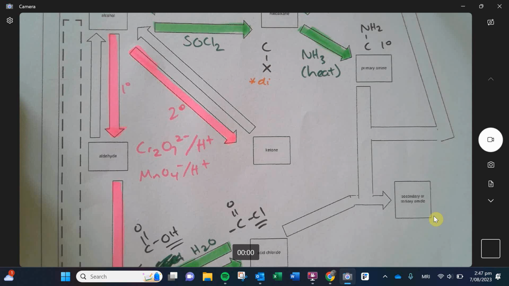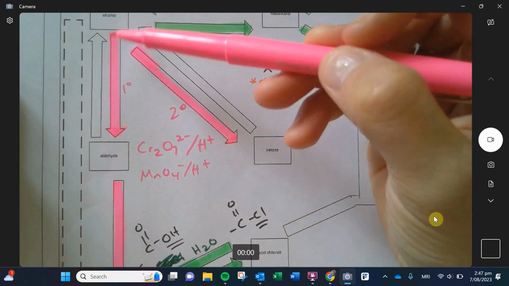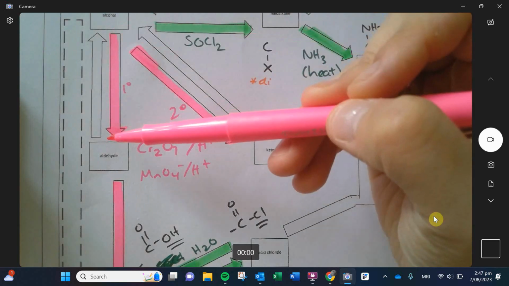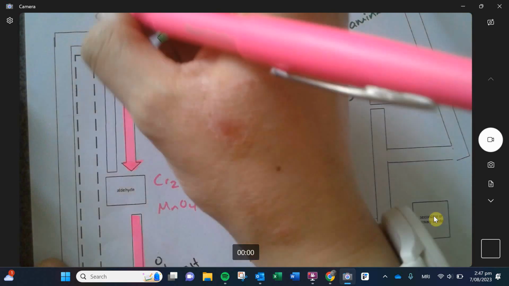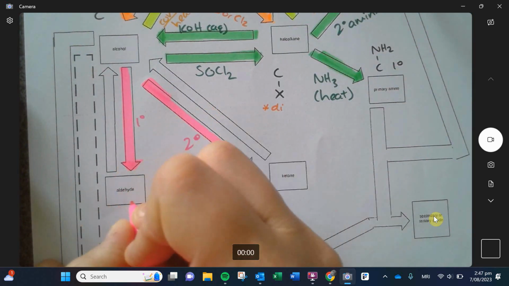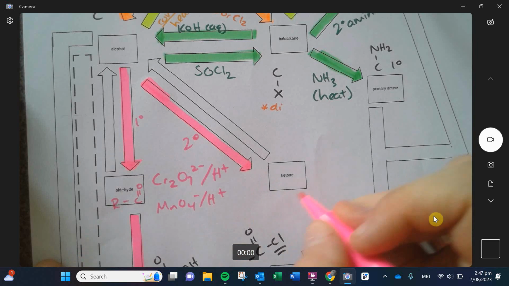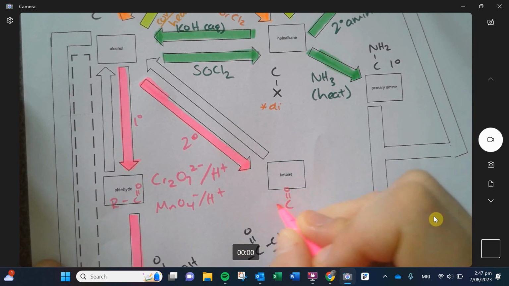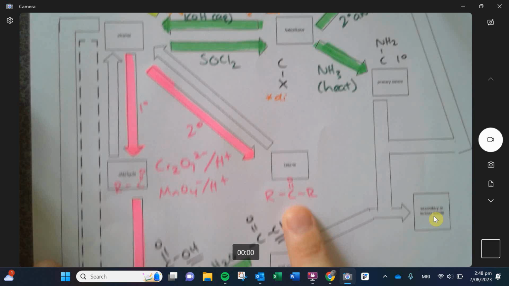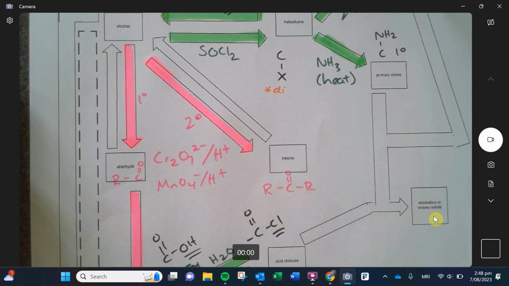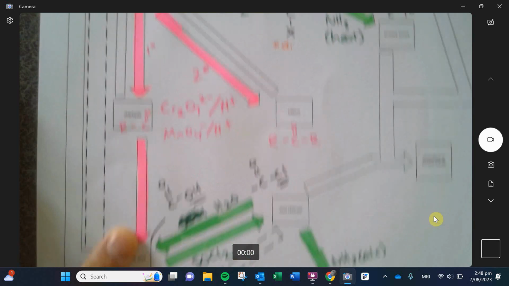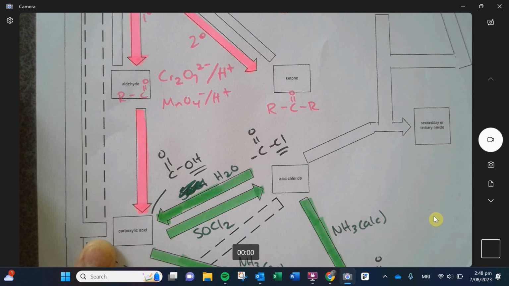Primary and secondary alcohols. So primary alcohol, if I oxidize it, I form an aldehyde. So that would be your C double bond O on an end carbon. Whereas the ketone is the double bonded oxygen that's not on an end carbon. And then this could be further oxidized to a carboxylic acid.